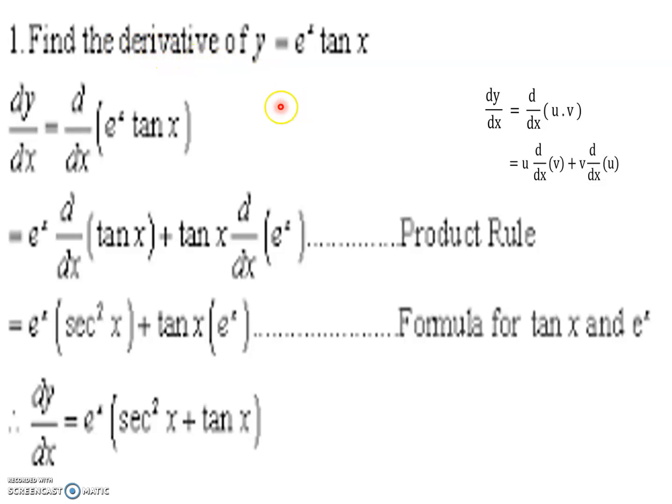Find the derivative of y is equal to e raised to x into tan x. We have the derivative formula dy by dx is equal to derivative of u into v: u derivative of v plus v derivative of u. Here e raised to x is there and tan x is there. e raised to x times the derivative of tan x, which is obviously sec square of x, plus tan x times the derivative of e raised to x, which is e raised to x. We substitute the derivatives of tan x and e raised to x. So we simplify: dy by dx is equal to, we take e raised to x common, sec square of x plus tan x.